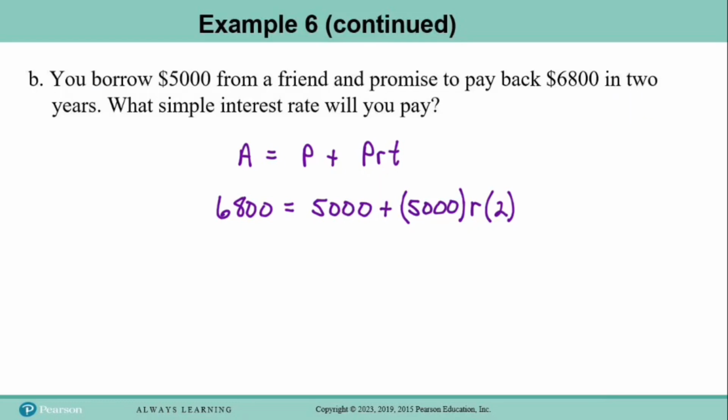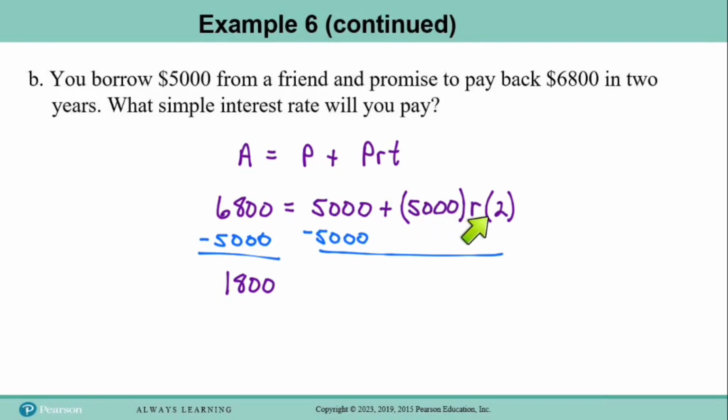Okay, now let's go ahead and in one step, let's eliminate this 5,000. So I'll subtract $5,000 from both sides. On the left side, 6,800 minus 5,000 is 1,800. On the right side, the 5,000 minus 5,000 disappears, and all we have left is this term. But I'm going to combine these two factors into one coefficient.